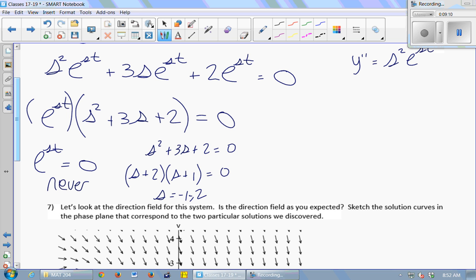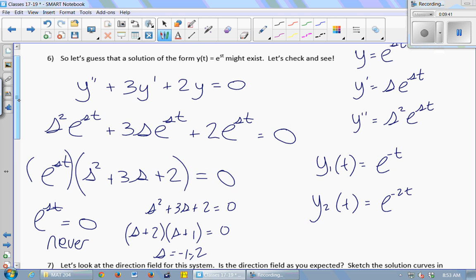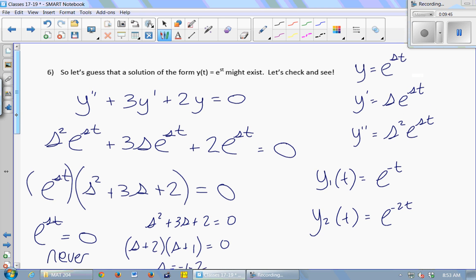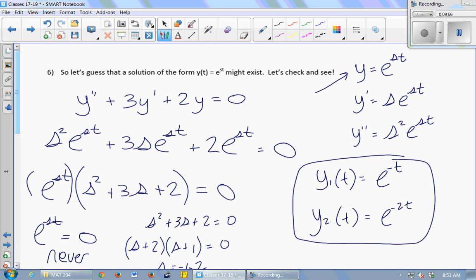So there we found two particular solutions. y1 is going to be e to the -t, and another particular solution is e to the -2t. In my guess formula, e to the st, I just replaced the s with the two values I just found, -1 and -2. So I actually just found two functions that make that differential equation true. I haven't found the most general solution, but I have found two particular solutions.